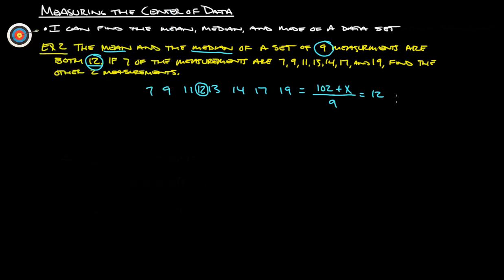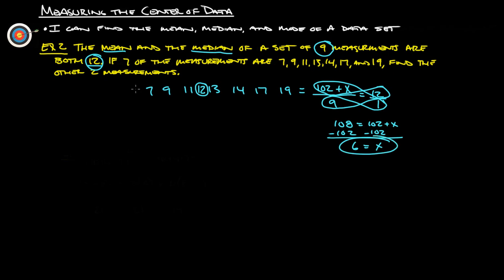Okay, so what I would suggest doing is we have a fraction over here. If we put 12 over 1, we now have another fraction over there. We can simply cross multiply and set them equal to each other, right? So 9 times 12 is 108, is going to equal 1 times 102 plus x. So subtract 102 from both sides, and we get that x is 106, but x is 6. Okay, so then our other number is going to be 6 and 12.